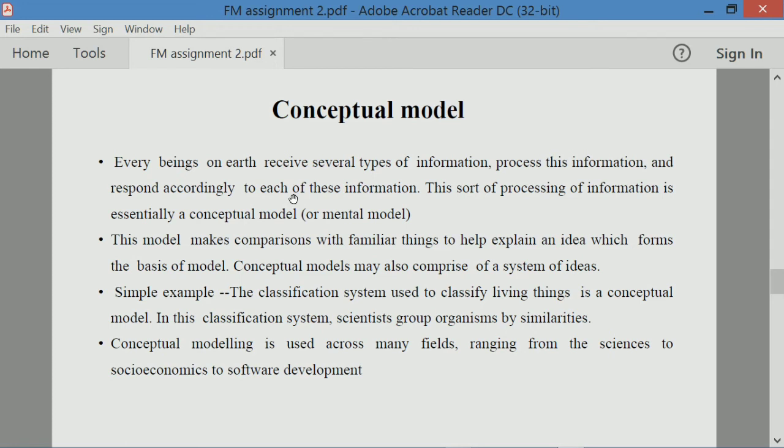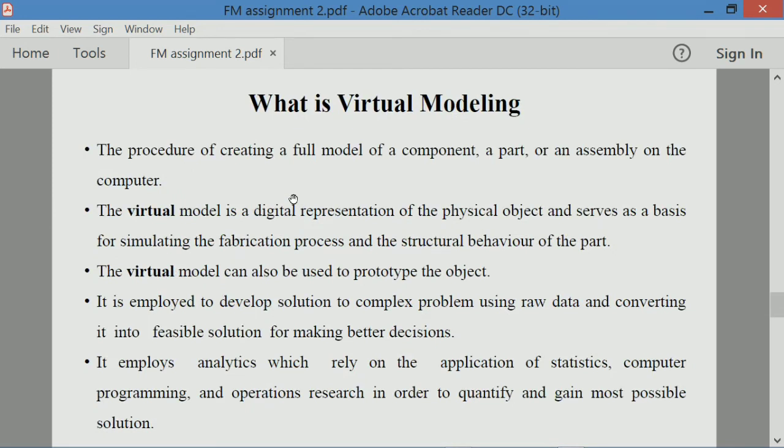These things are used in many fields, ranging from the sciences to socio-economics, to software development, to studies of various biodiversities. So these have various applications over a longer scale.